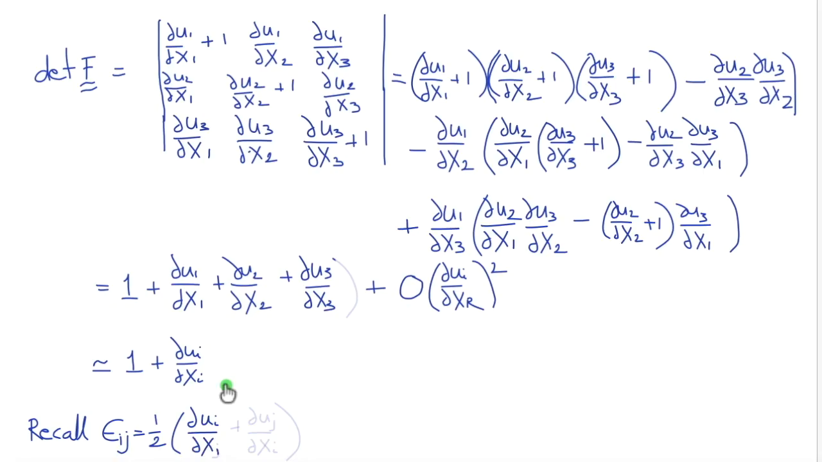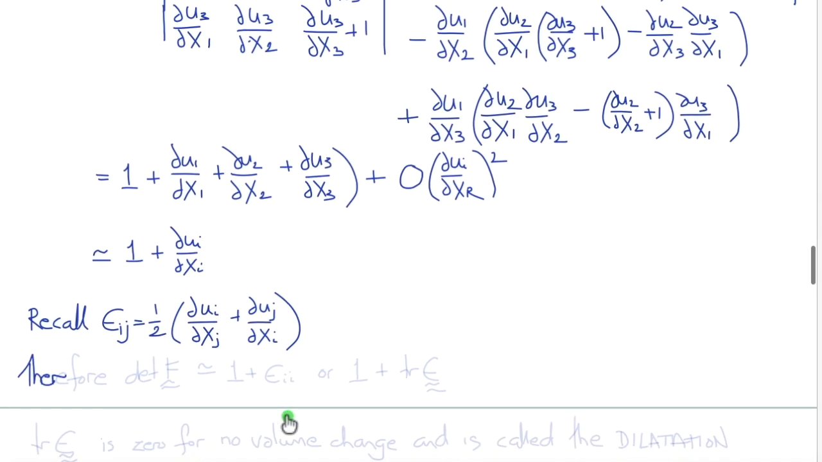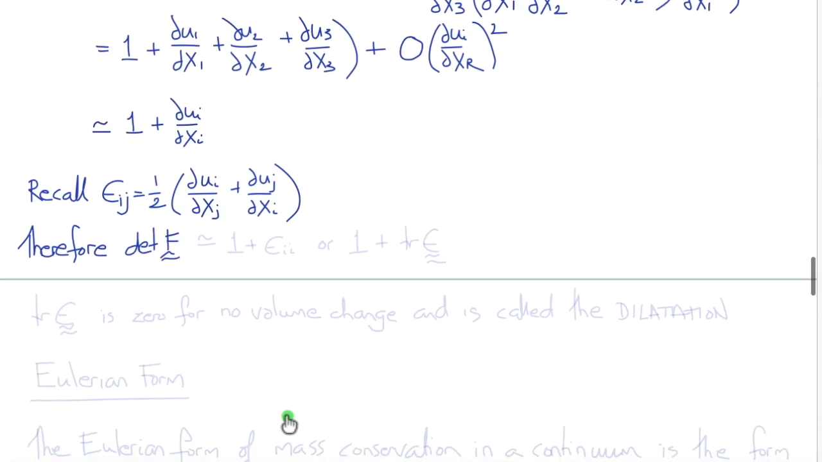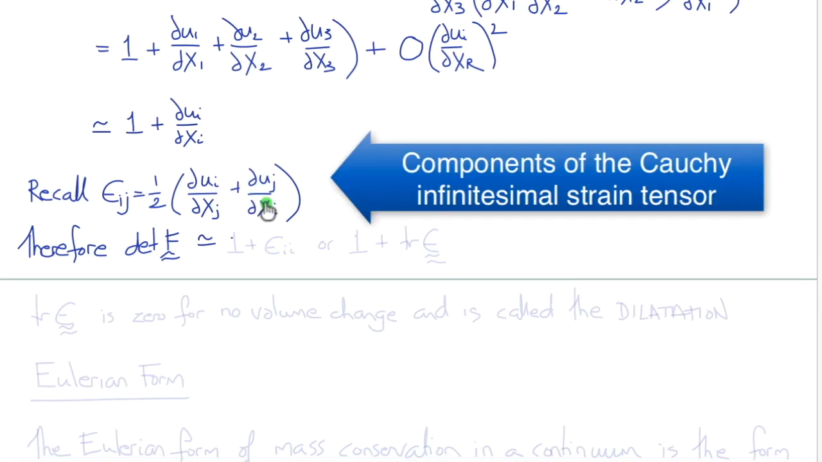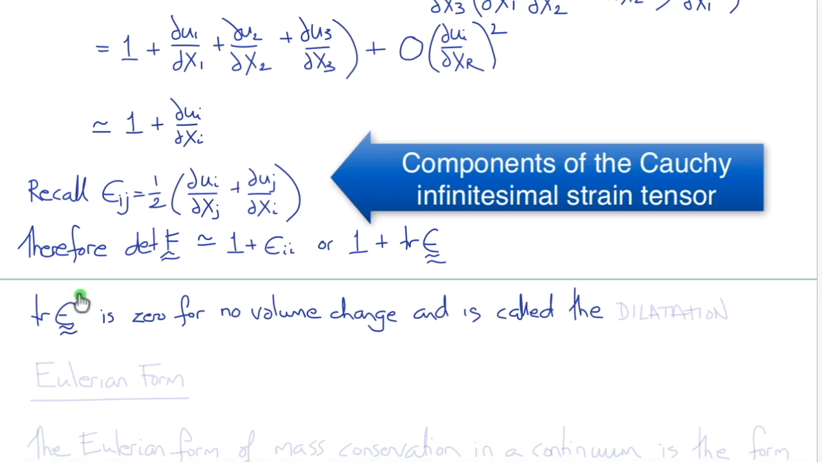Now remembering that the Cauchy strain tensor epsilon_ij is del u_i del x_j plus del u_j del x_i divided by 2, you can see that del u_i del x_i is just epsilon_ii, the trace of epsilon. So in other words, in the limit of infinitesimal strains and rotations, the determinant of F is 1 plus the trace of epsilon. The trace of epsilon will be 0 if there's no volume change, positive if it's growing, negative if it's shrinking, and this term is called the dilatation.